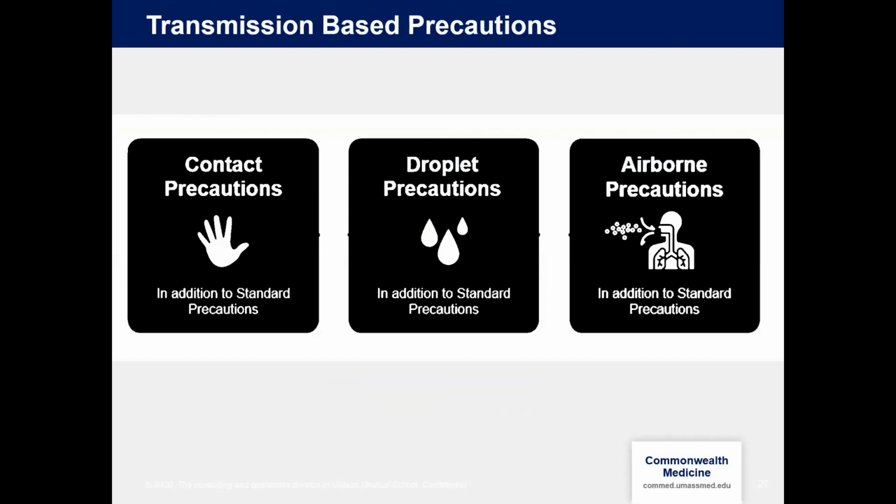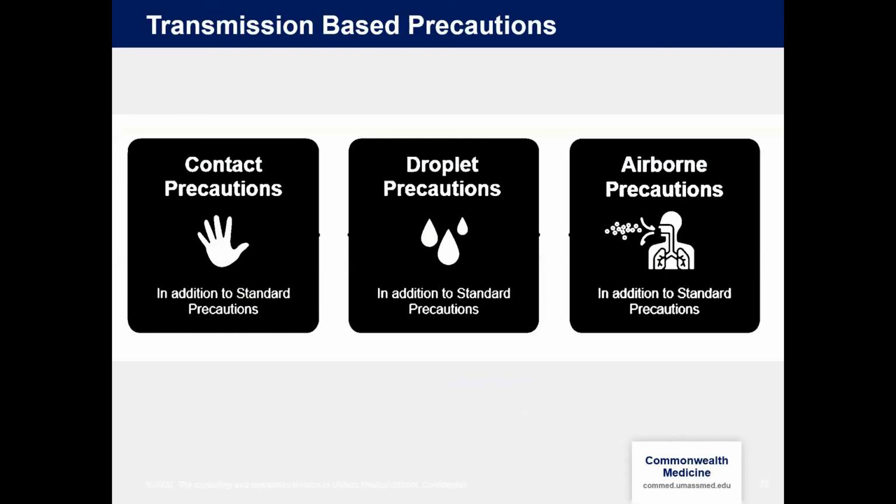Now, transmission-based precaution means we go a little step further. So we're still using standard precautions, and in addition, we're now going to have contact precautions. Basically the concept here is, if at all possible, try to have them in a private room, and everybody going in the room has to wear a gown and gloves. And then because it's COVID, in addition, some kind of face covering.